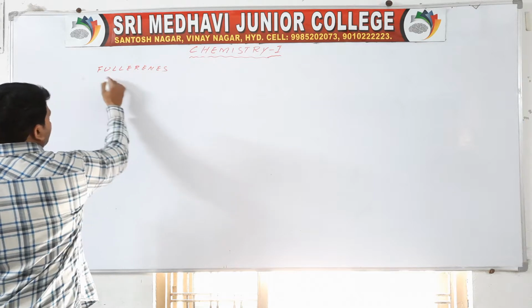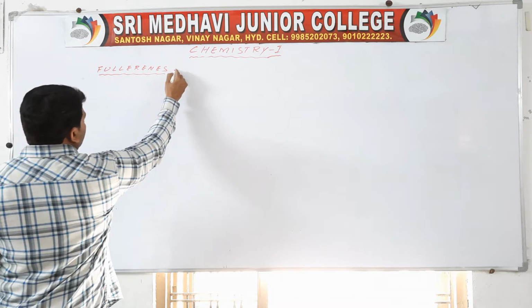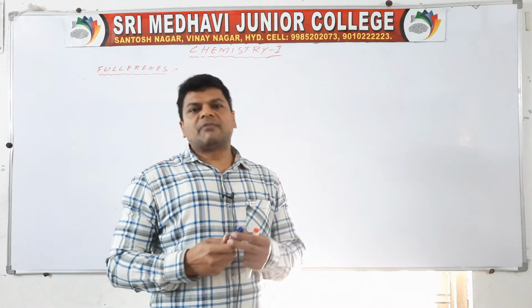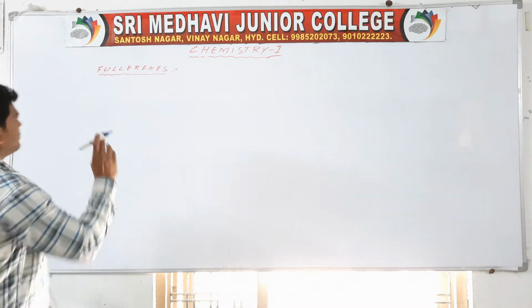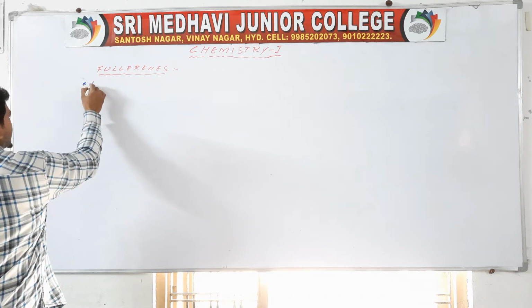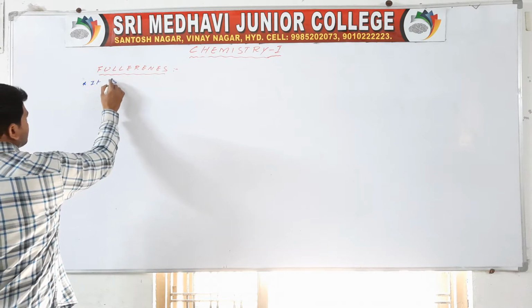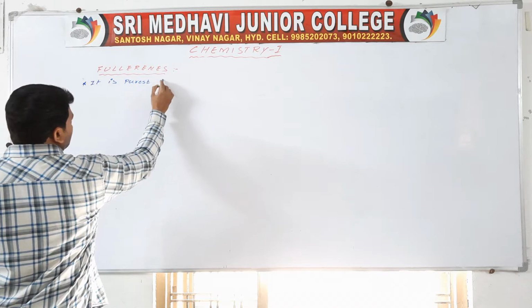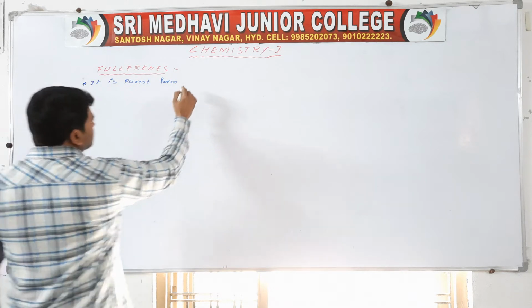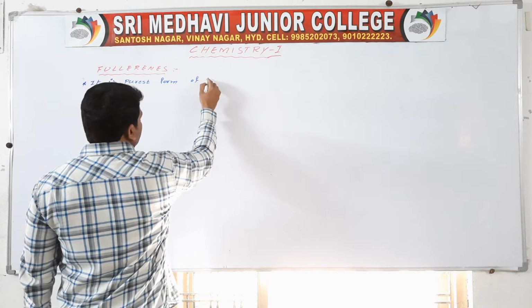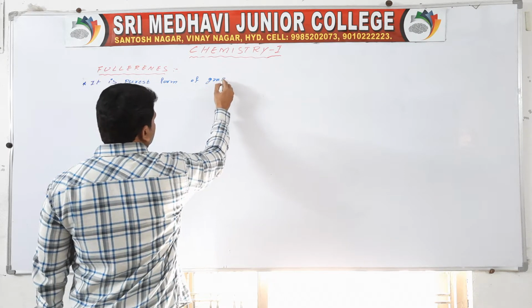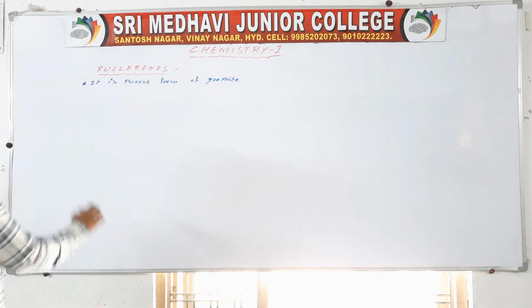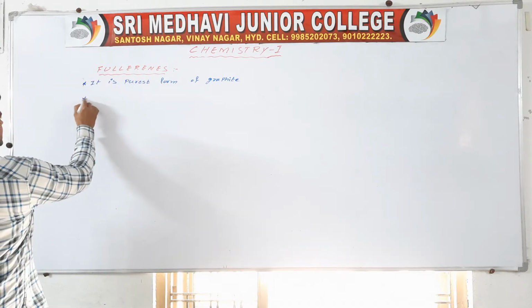Fullerenes. Okay, it is the purest form of graphite. Fullerenes is the purest form of graphite.